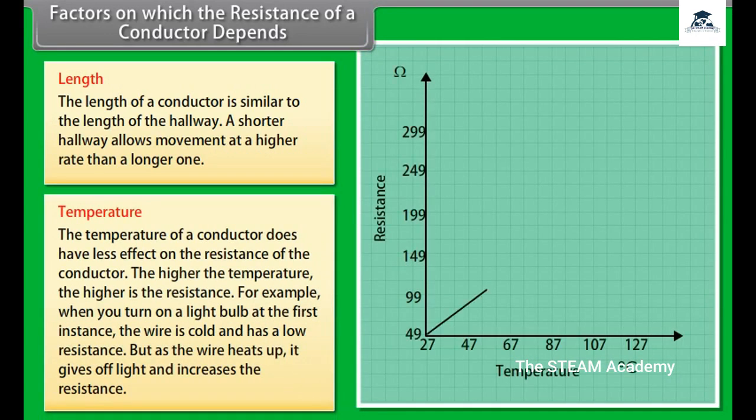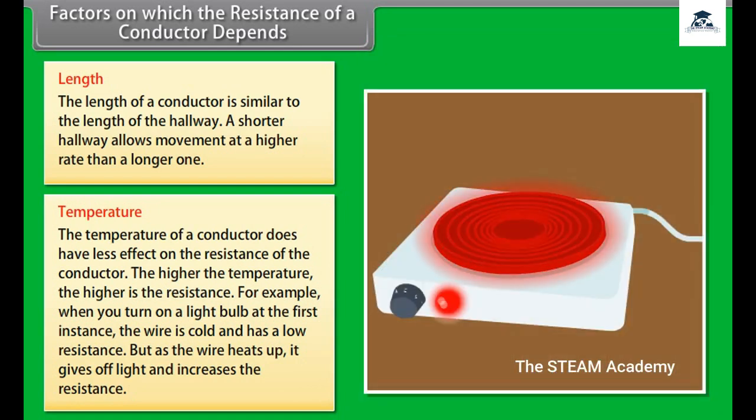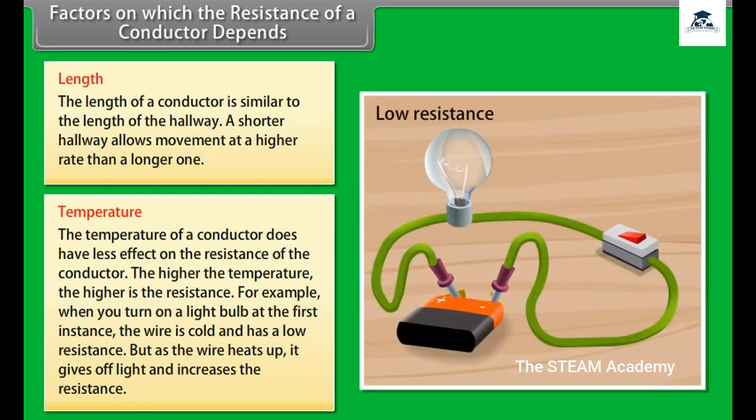Temperature. The temperature of a conductor has a significant effect on the resistance of the conductor. The higher the temperature, the higher is the resistance. For example, when you turn on a light bulb at the first instance, the wire is cold and has a low resistance. But as the wire heats up, it gives off light and increases the resistance.